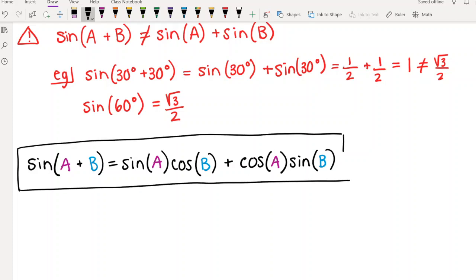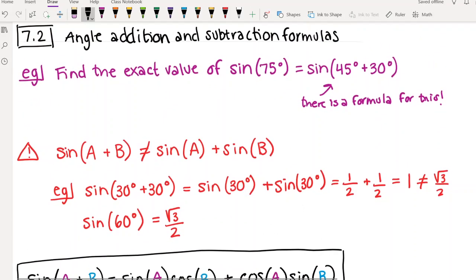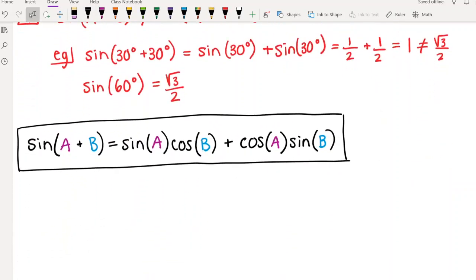So we'll do an actual example using this in a moment. We'll actually do the example that we started with, the one in purple. But I just want to first demonstrate to you that this formula works. So how can we check whether this formula works? Well, we can do this problem up here, right? We already know that sine of 30 degrees plus 30 degrees should give us the same thing as sine of 60, right? So we know it should give us square root of 3 over 2.